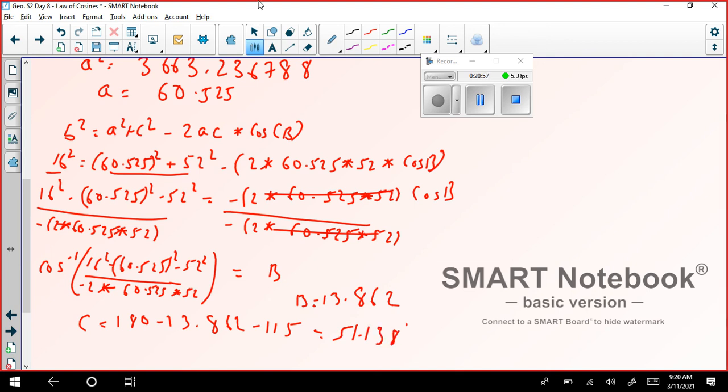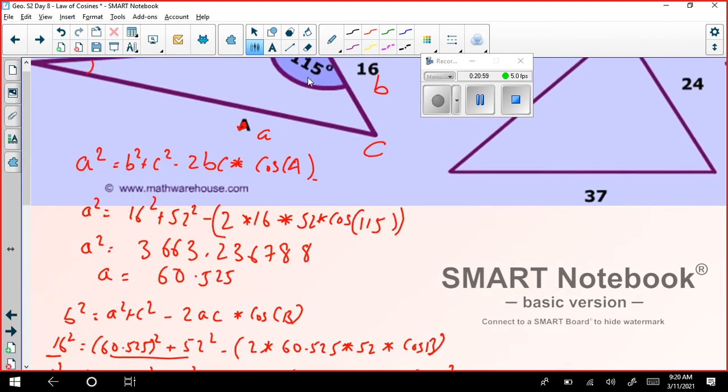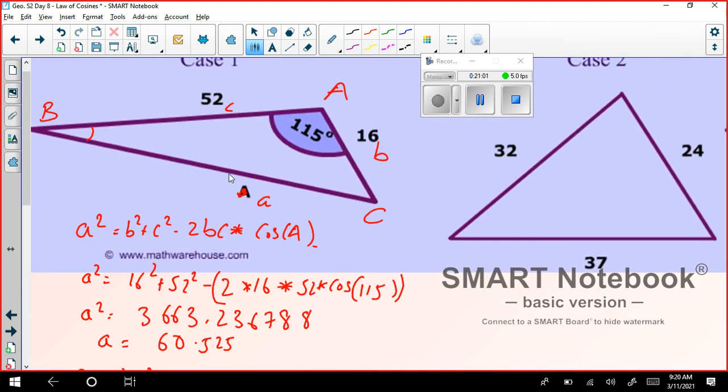Okay. We had already done the problem which was there in the previous one, but in this one we just try to solve all the missing sides and missing angles. Okay. Let's move to the next slide.